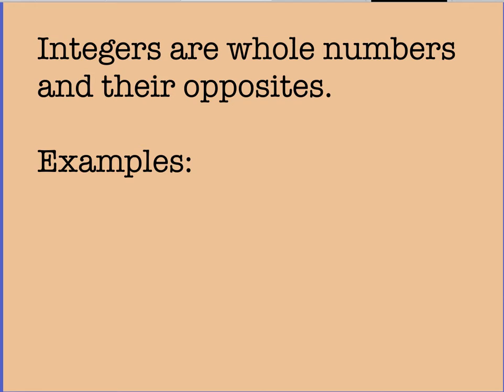First of all, integers are whole numbers and their opposites. Examples: a whole number like 5, the opposite would be negative 5. A whole number like 11, the opposite is negative 11. But if I start with a negative number like negative 7, the opposite would be positive 7. Remember that 0 is also a whole number. Its opposite would be itself.